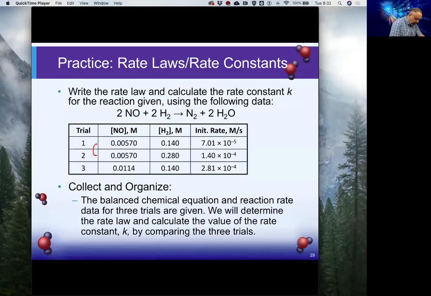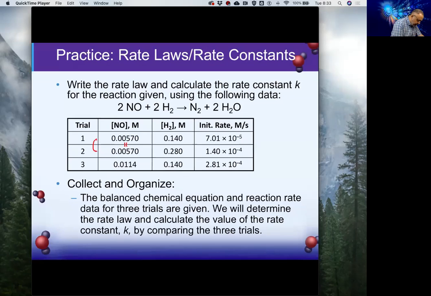Why did I choose 1 and 2? Because I see these are equal. So let me put 2 lines there saying that value is equal. So that means that the other value is going to change. The other concentration changes by a factor of 2 going from 1 to 2. So in going from 1 to 2, I'm going to put an arrow. We are keeping the concentration of NO equal, but we are changing the concentration of hydrogen gas by a factor of 2.